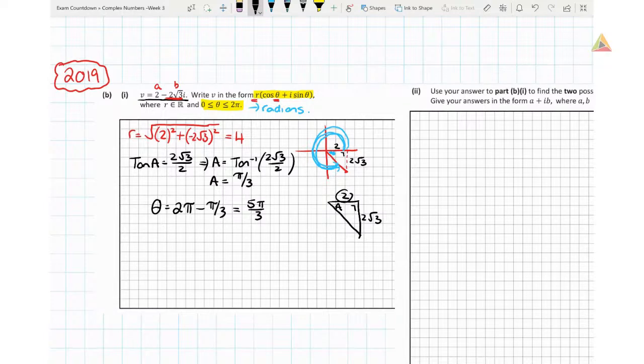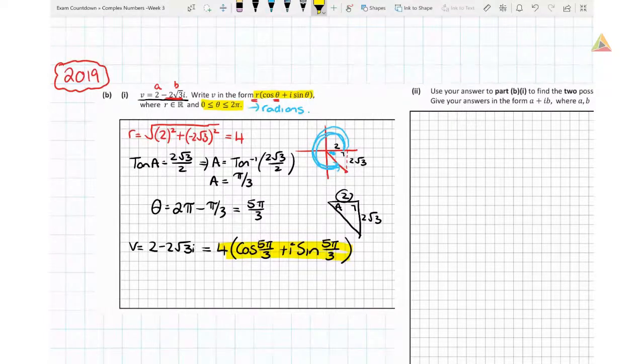So my complex number, which was V, that's it in Cartesian form. In polar form, which we're asked for, is R, which was 4, times the cos of 5 pi over 3, which was theta, plus i times the sine of 5 pi over 3, which was my theta. And that's my answer. That's what they've asked me to do. They've asked me to write it in polar form.